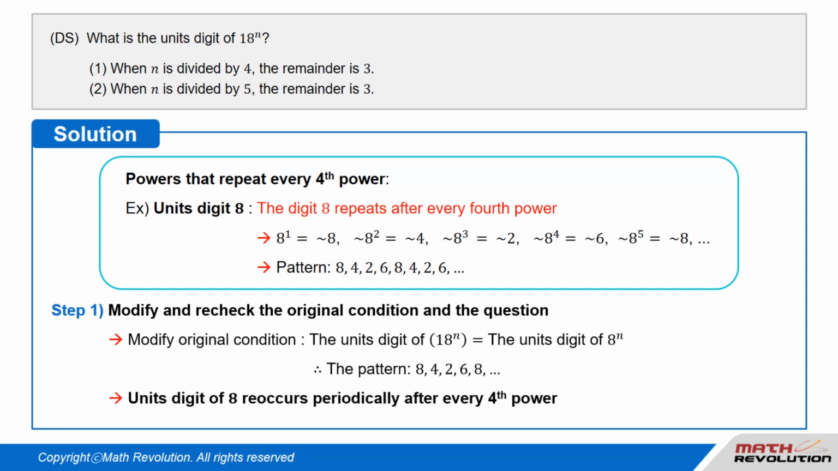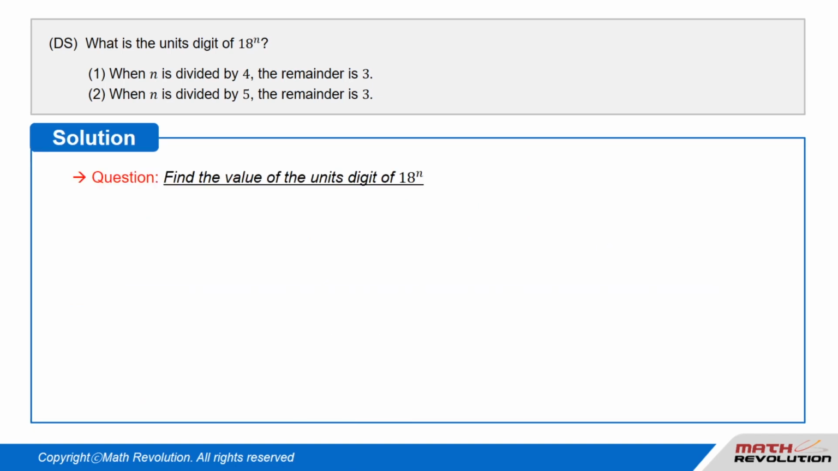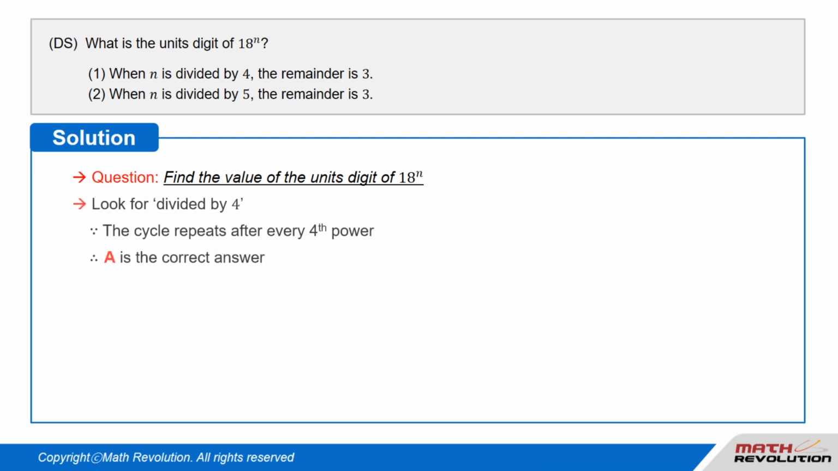We know that the units digit 8 reoccurs periodically after every fourth power by the property of units digit mentioned above. We have to find the value of the units digit of 18 to the power of n. Since the question is asking for the units digit, you should look for divided by 4, because the cycle is repeated after every fourth power. That is why A is the correct answer.